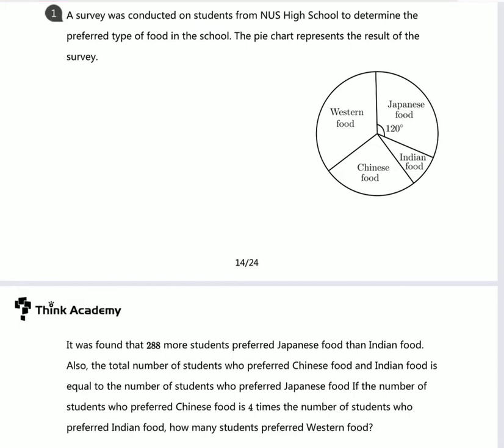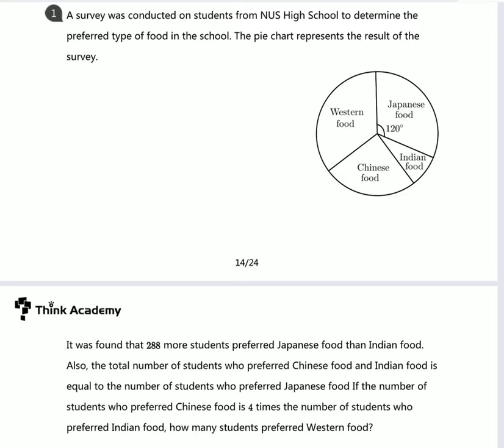Welcome to our extension challenge 1 from lesson 3. A survey was conducted on students from NUS High School to determine the preferred type of food in the school. The pie chart represents the results of the survey. It was found that 288 more students preferred Japanese food than Indian food.